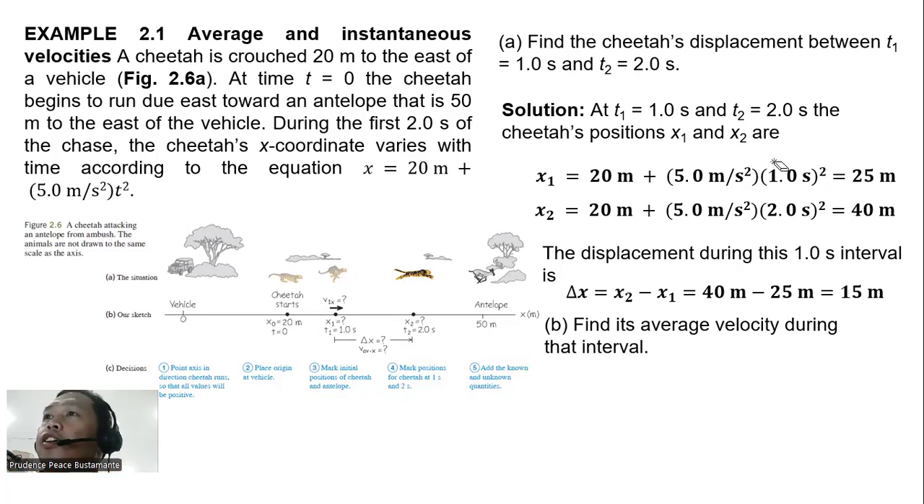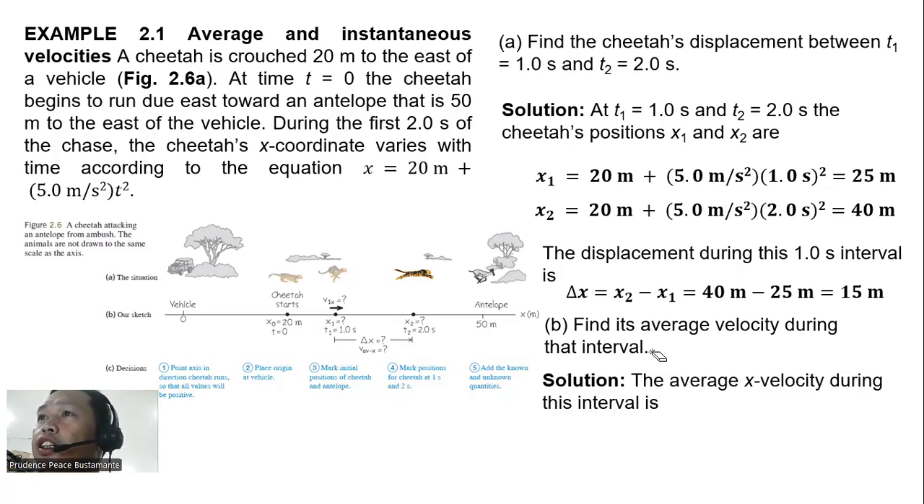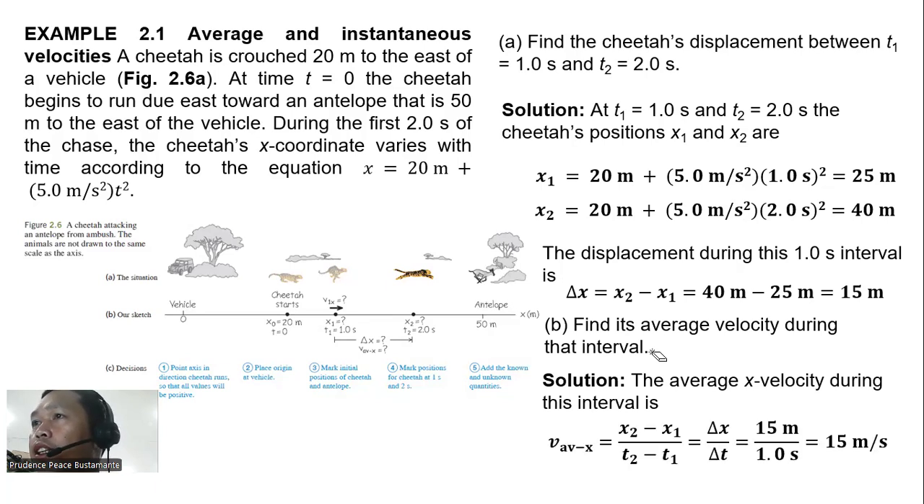For question letter B, find the average velocity during that interval. The average velocity during this interval is just the displacement over the time interval. You already got the displacement, which is 15 meters, and the time interval is just 2 seconds minus 1 second, which is 1 second. So we have 15 meters per second. Again, the SI unit of average velocity is meters per second.